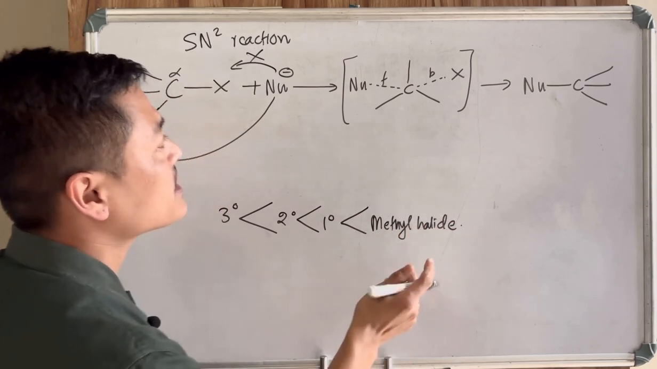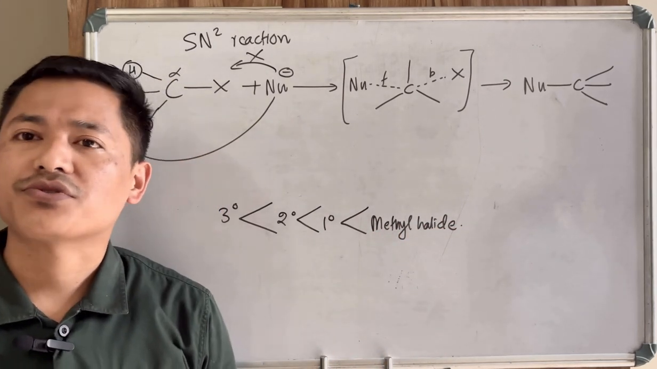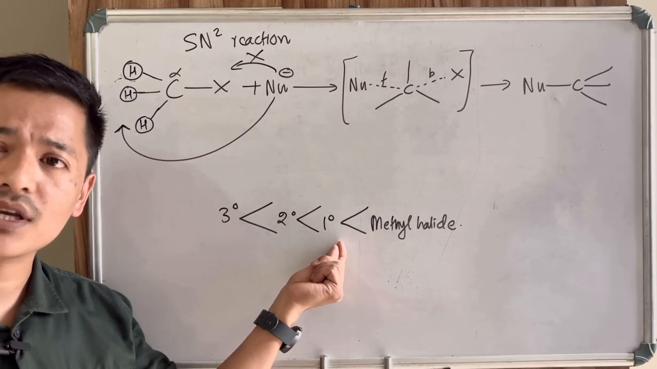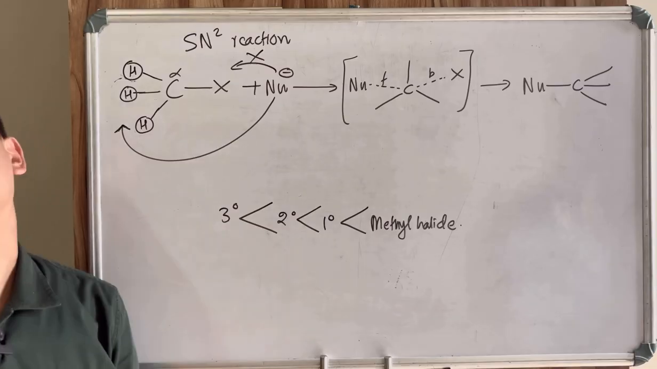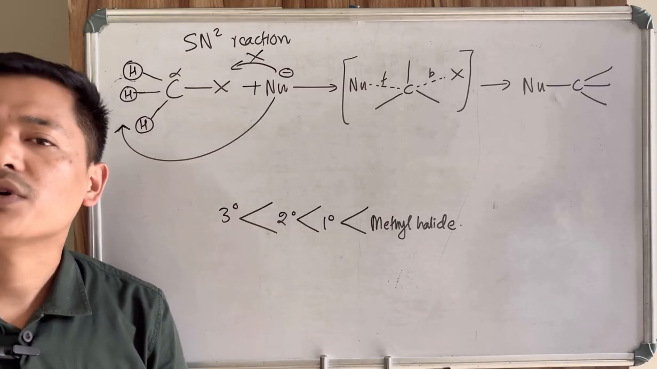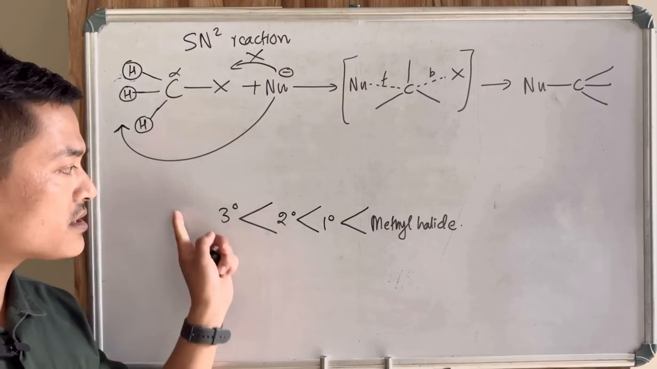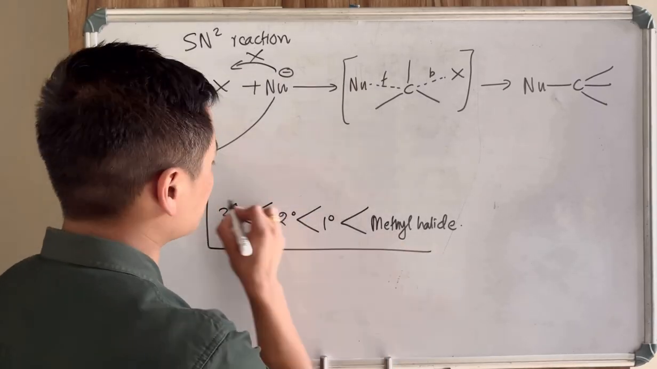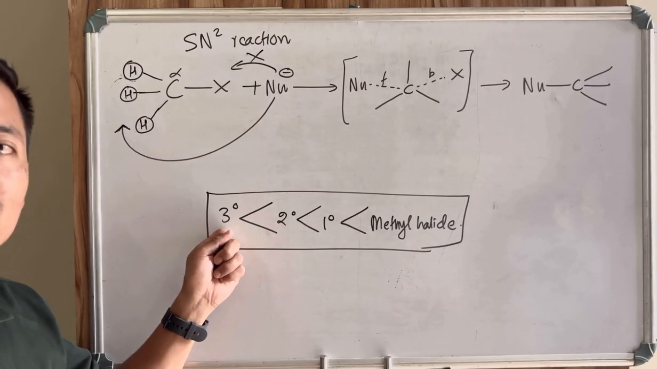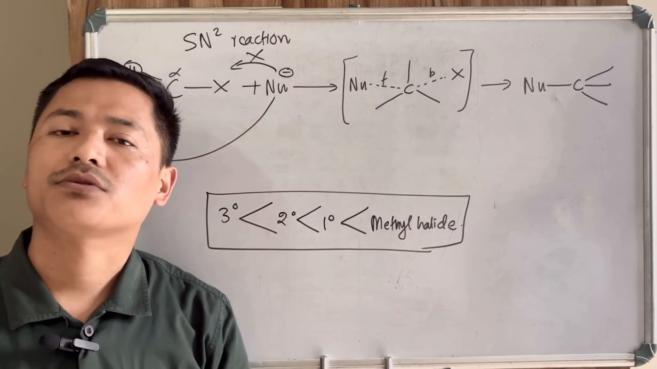Okay, that is why we usually say that methyl halide is the most reactive halide towards SN2 reaction, and second, it is first degree, then second degree, and third degree is the least reactive one. So this is your SN2 reaction. This is how your SN2 reaction occurs, and this is the order with which the SN2 reaction actually occurs in a given haloalkane. The third degree being least reactive and the methyl halide being most reactive. Okay.